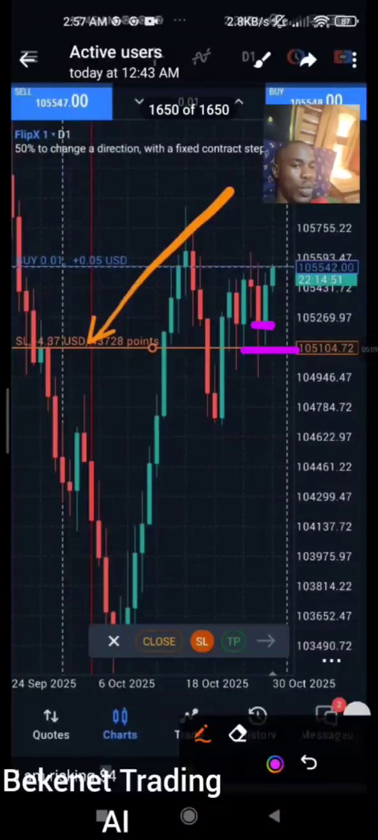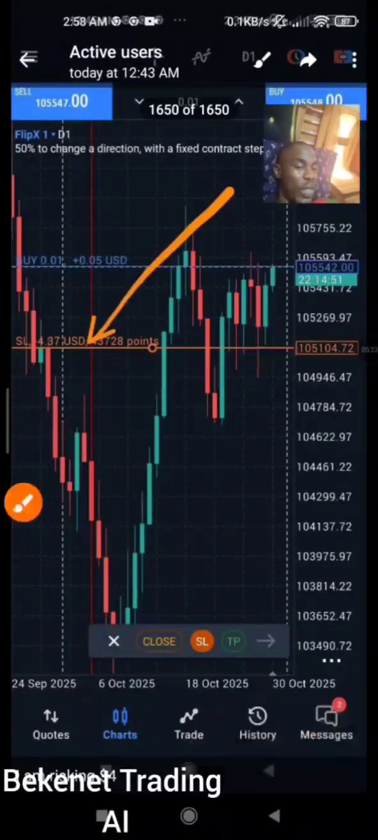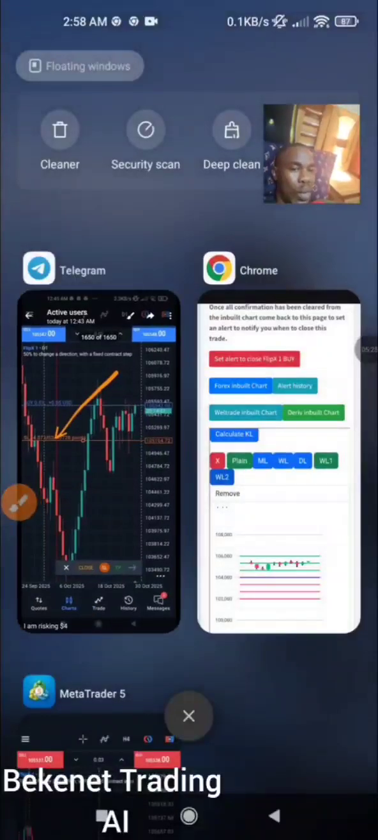Our stop loss must be below the previous daily low if you are buying, and our stop loss must be above the previous daily high if you're selling. Simple as ABC. Once you do this thing, you will not have issues. Do you understand? So once you're done with that, you place your trade on your empty value.